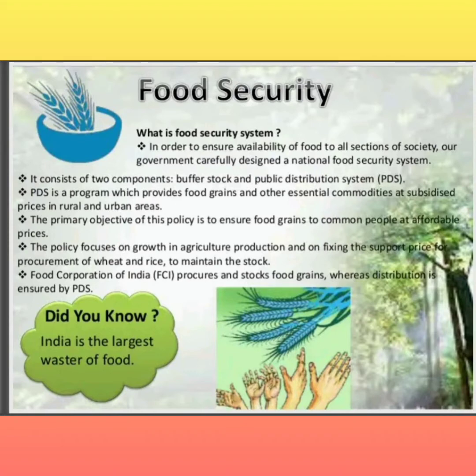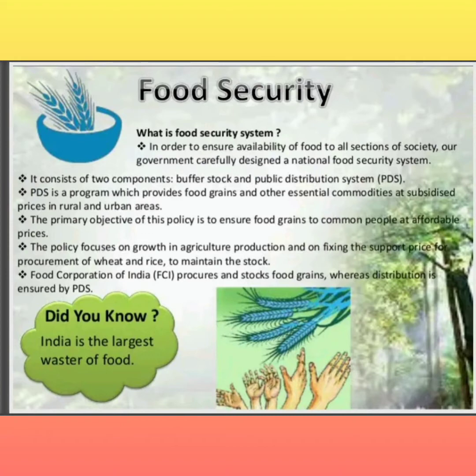We have to ensure that food is available to all the sections of the society, or all the people who are living in that country, and it is the work of the government to provide food to everybody. Hence, for that, our government has carefully designed a national food security system. We'll be talking about what it is in detail.